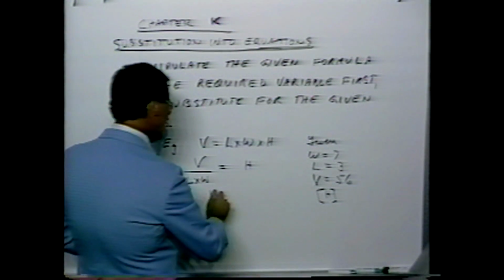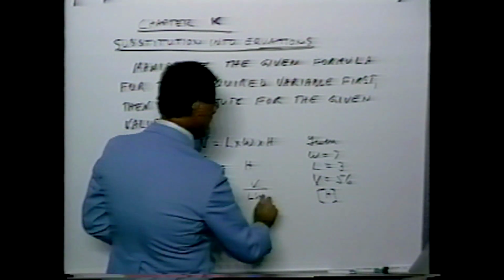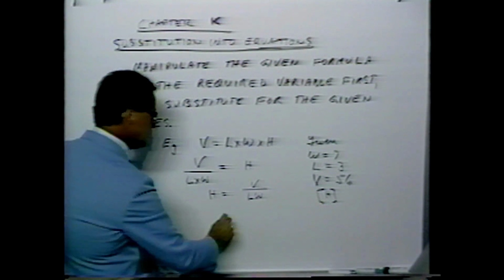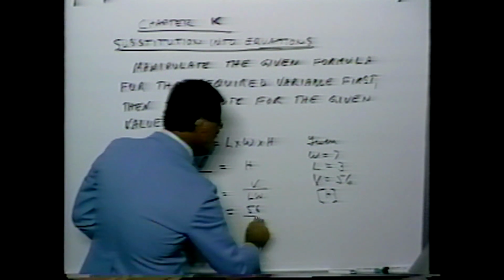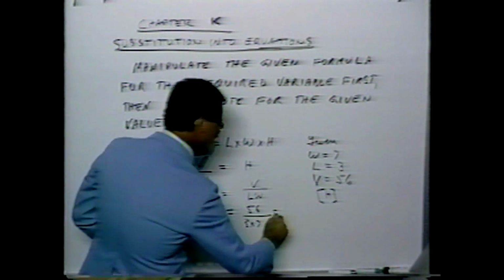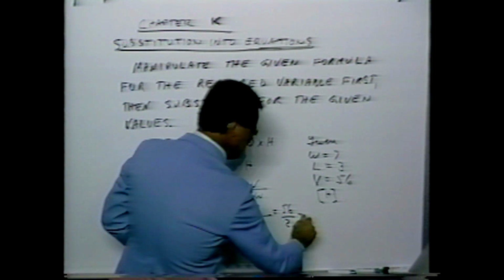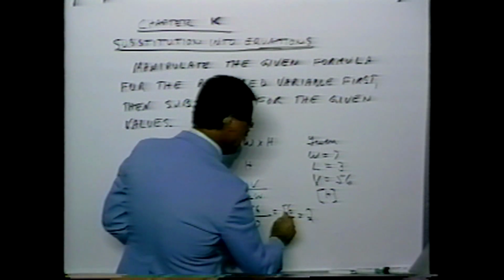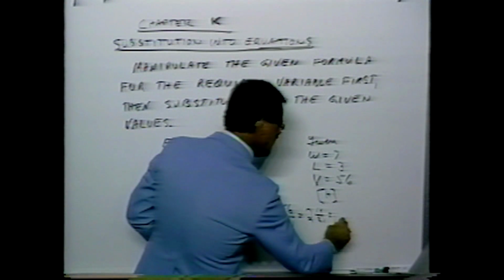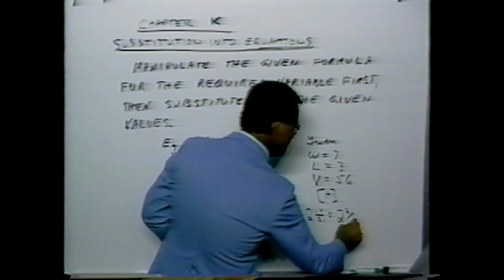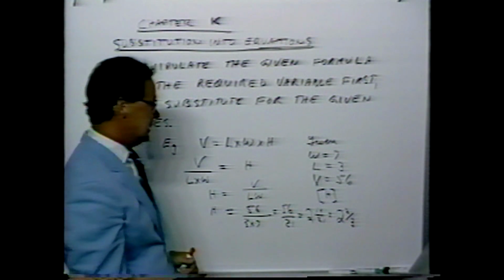Of course, we can rewrite it and have H on the left-hand side, V over L times W, or simply LW. Now, by substitution, we can find that H is equal to 56 divided by 3 times 7, which is 56 over 21, which amounts to 2 and 14 over 21, which is equal to 2 and 2/3. Dividing 7 into 14 and 7 into 21.